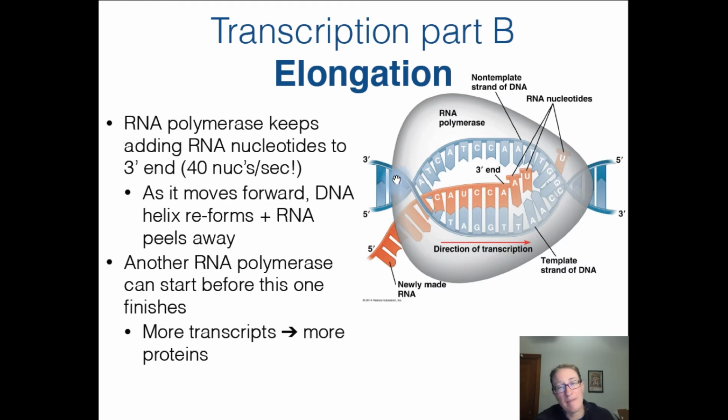And part of what that means is that this RNA polymerase doesn't have to finish transcription before another RNA polymerase could also bind at the promoter region and start to transcribe. And if another polymerase does that, starts to produce more RNA, then there are going to be more transcripts, and what that means is that there's going to be more production of proteins from that gene.